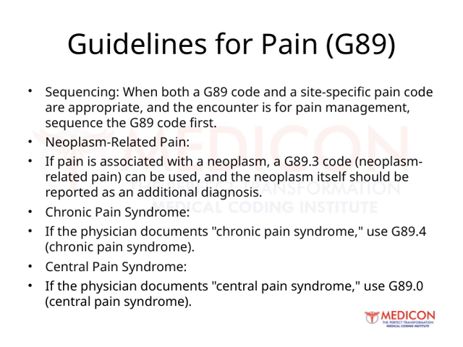For chronic pain syndrome, if the physician documents chronic pain syndrome, use the G89-4 code. Similarly, if the physician specifically mentions central pain syndrome, then you should use G89-0. The main takeaway here is to carefully match the documentation with the correct G89 code, especially considering the specific type of pain, and to sequence the codes properly to reflect the primary reason for the encounter. These guidelines help us capture the complexity of pain conditions accurately in our coding.